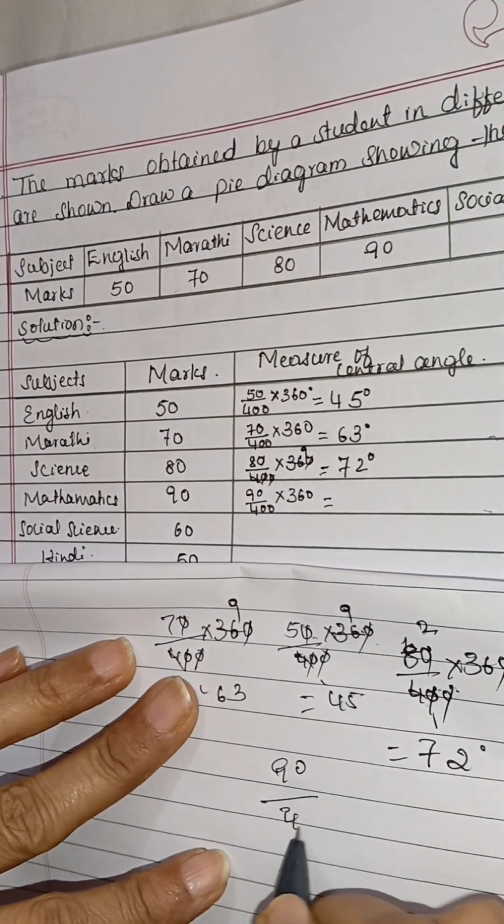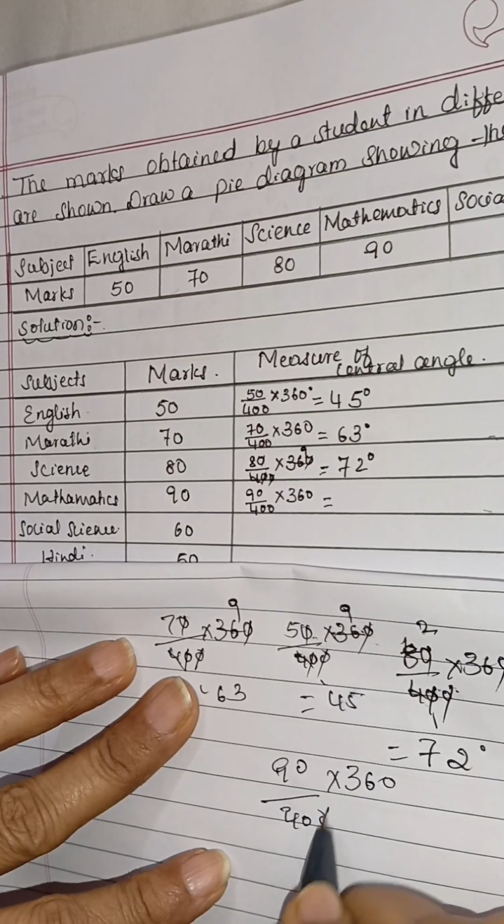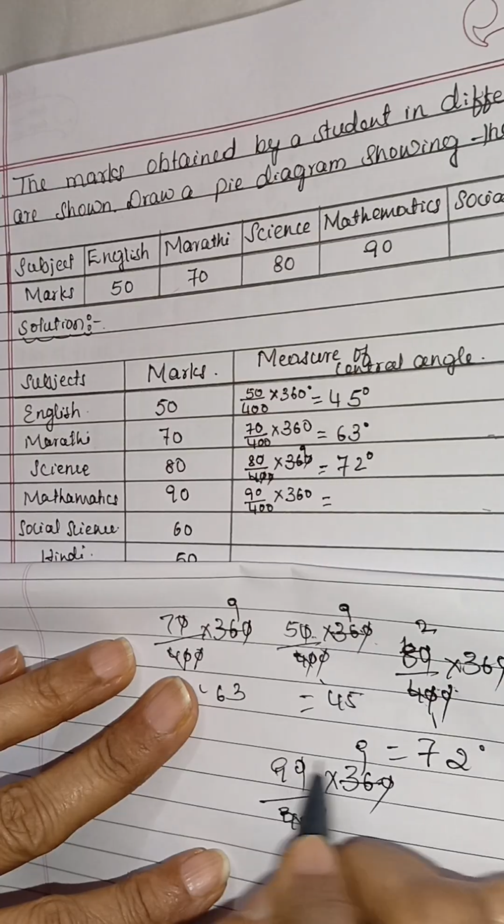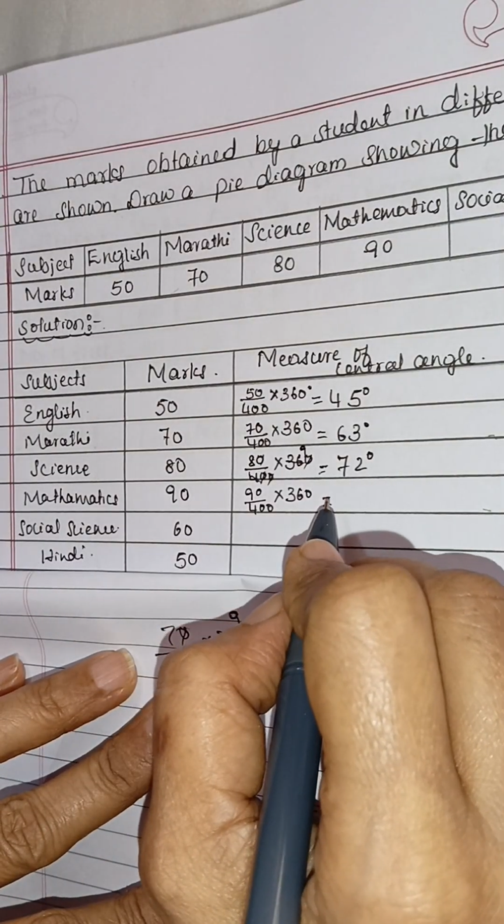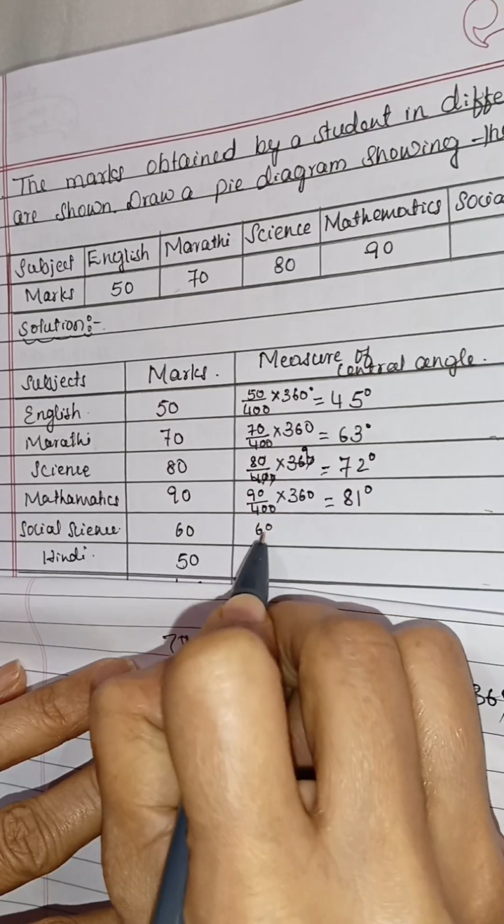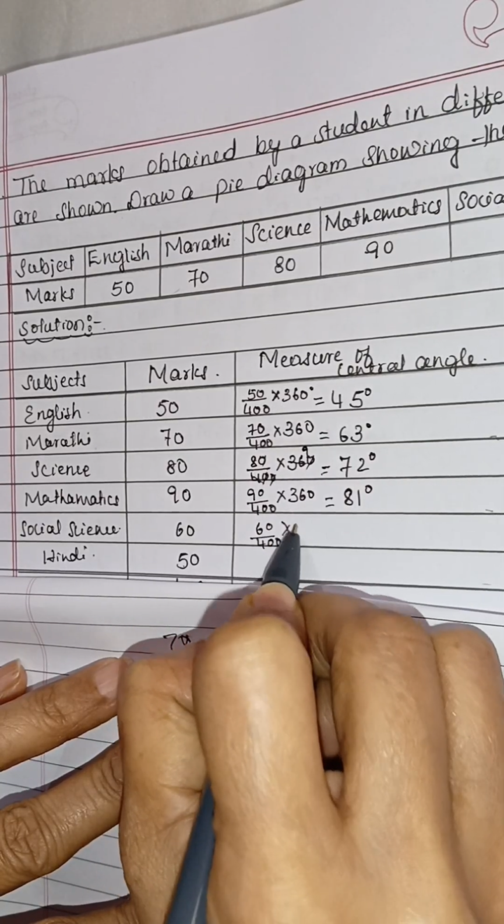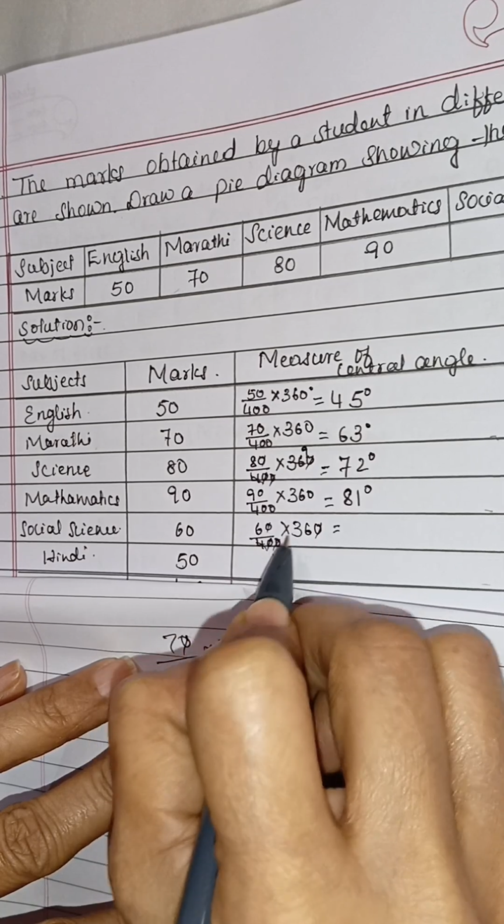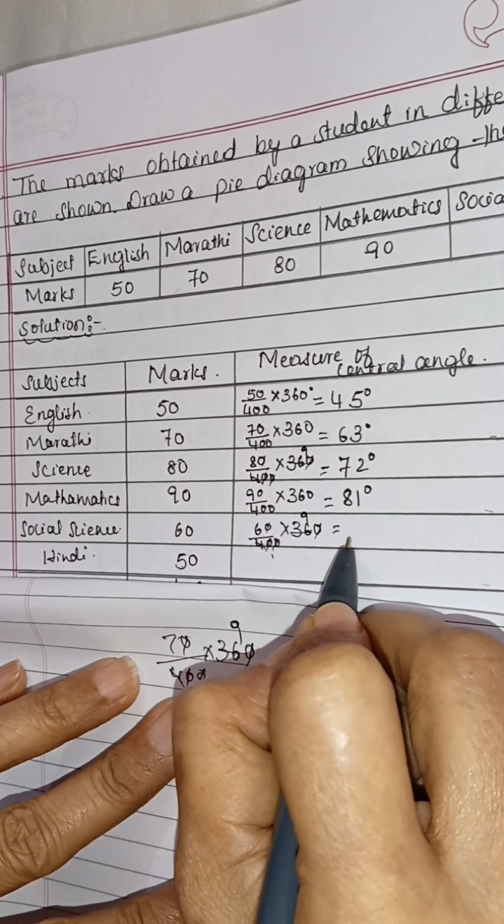Here it is 90 out of 400 for 360. Cancel the zeros. 4 nines are 36, so 9 nines are 81. Okay, 81. Then 60 out of 400 for 360. Cancel the zeros. 4 ones are 4, 4 nines are 36, so this is 54.